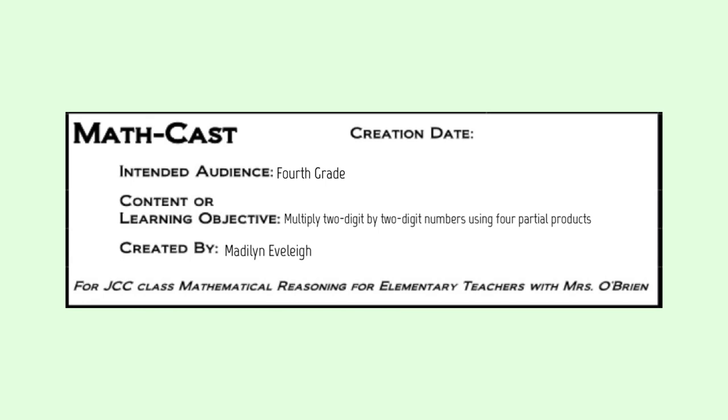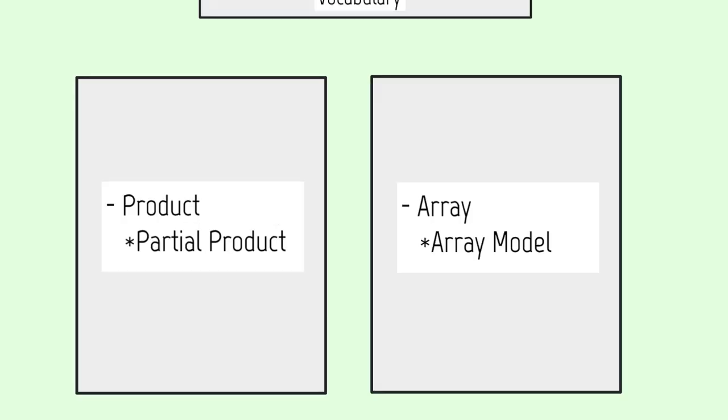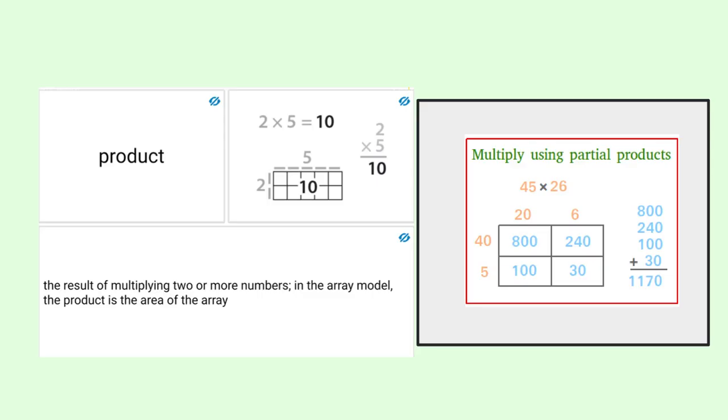Today, our intended audience will be 4th grade, and our learning objective is to multiply 2-digit by 2-digit numbers using 4 partial products. For our vocabulary today, we're going to be going over product and partial product, and array with array model. For our first vocabulary word, product, this can be defined as the result of multiplying 2 or more numbers. In the array model, the product is the area of the array.